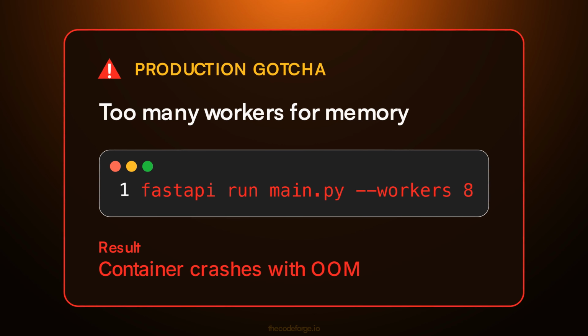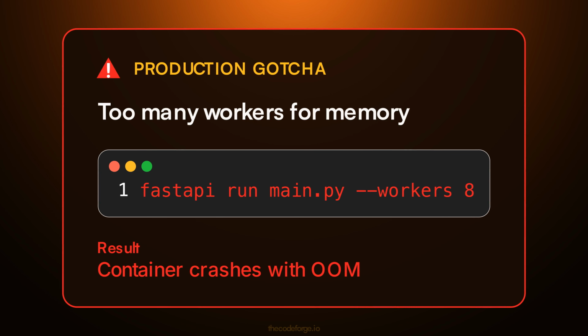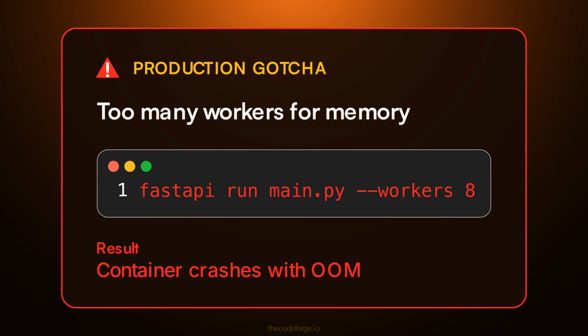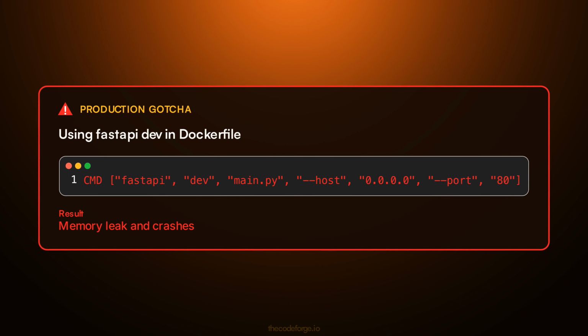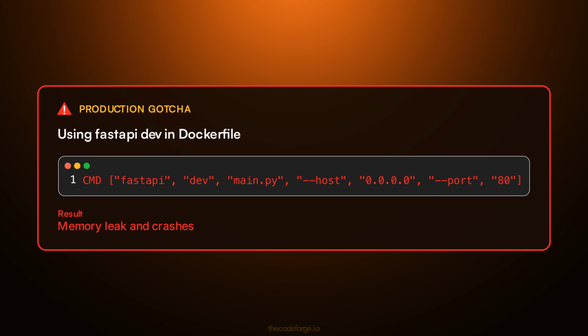Setting too many workers on a memory-constrained container can cause OOM kills. Each worker consumes roughly 100-200 MB baseline. On a 512 MB container, 8 workers will exceed memory quickly. Reduce workers or increase memory. This is the exact mistake from the incident. Using fastapi dev in a Dockerfile causes auto-reload to run in production, leaking file descriptors and eventually crashing. Always use fastapi run for production.